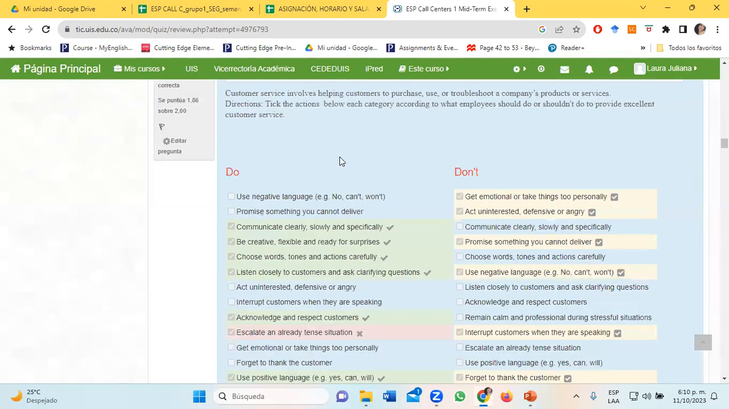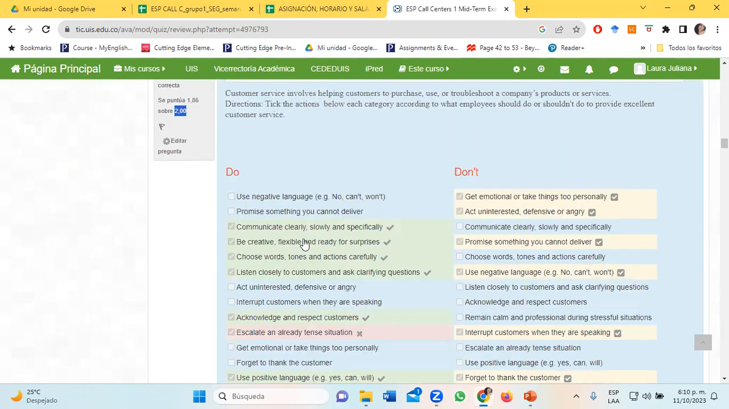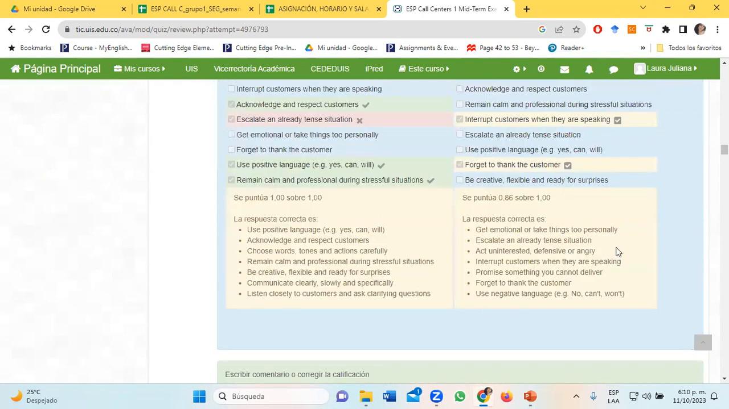Okay, so we can check here. Here it was for the vocabulary. This was 2 points. So we're going to choose what is correct to do and what not to do. Let's check the answers here, okay? So this one, it was use positive language, of course.